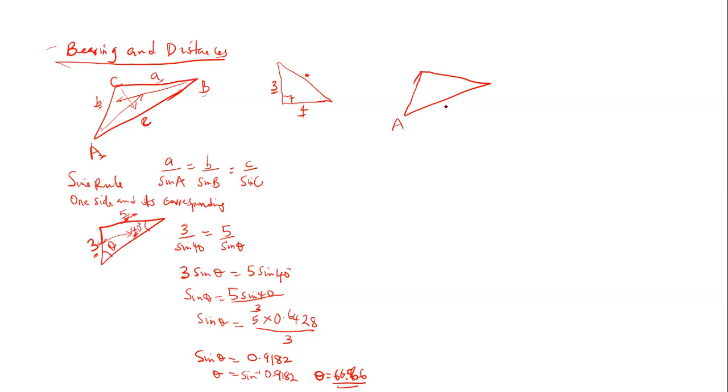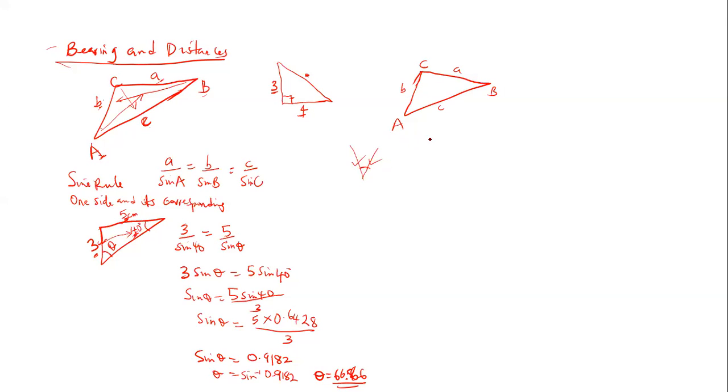If you have triangle A, B, C, it means the opposite sides will be small a, small b, small c. We apply cosine rule when you realize that you have two sides and the included angle. If we have been given this side, this side, and the angle between the two of them, that is where we use cosine rule.